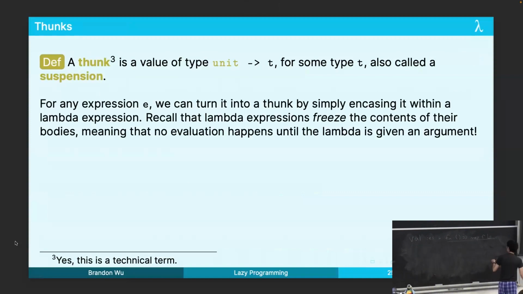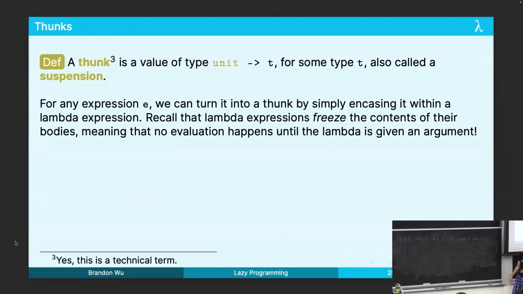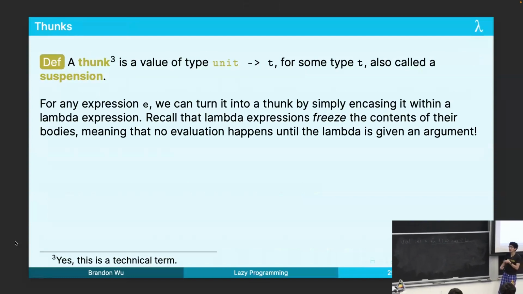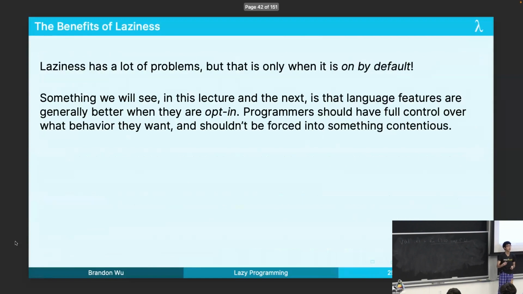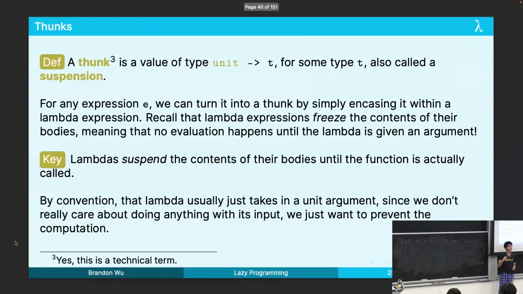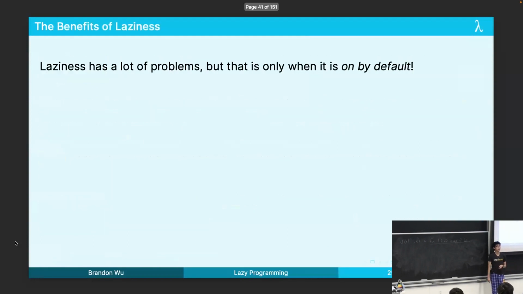But the point is that for any expression e, I can turn it into a thunk by encasing it inside of an fn unit goes to, and then now it's suspended. Now it doesn't do anything until I go and actually evaluate it, right? So the key fact here is just that lambdas will suspend the contents of their bodies. Always, always, always. If there's 1 + 1 inside of a lambda, it doesn't happen until you get the argument.